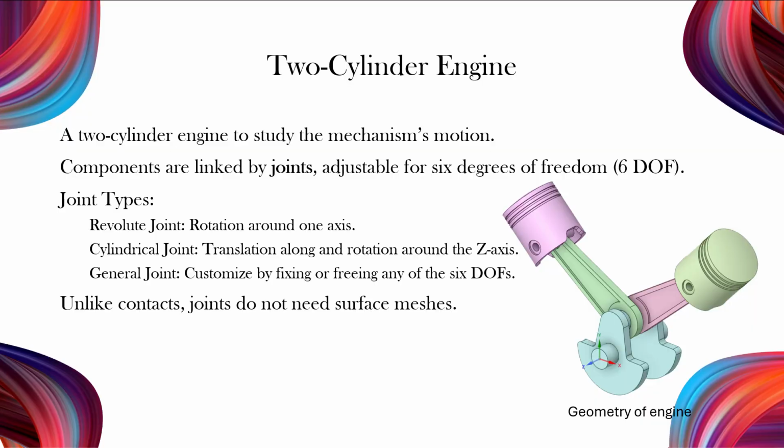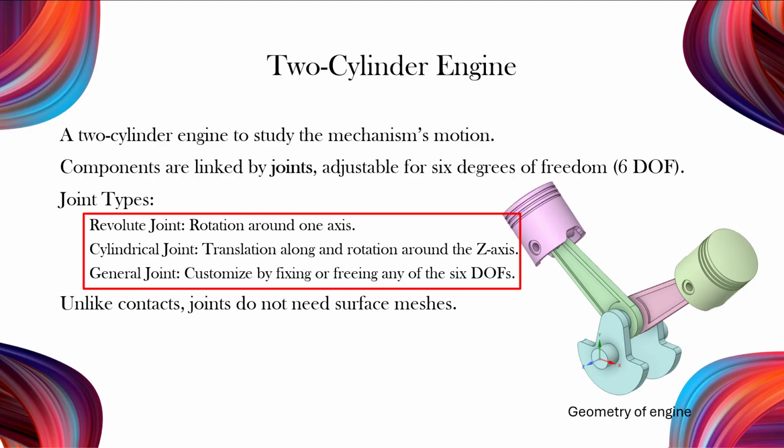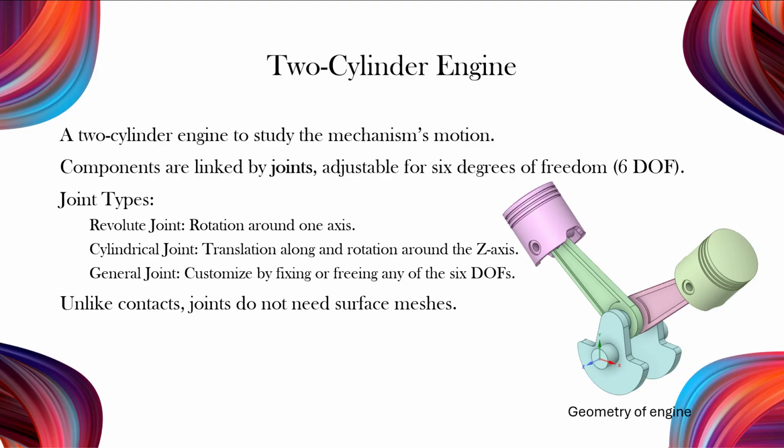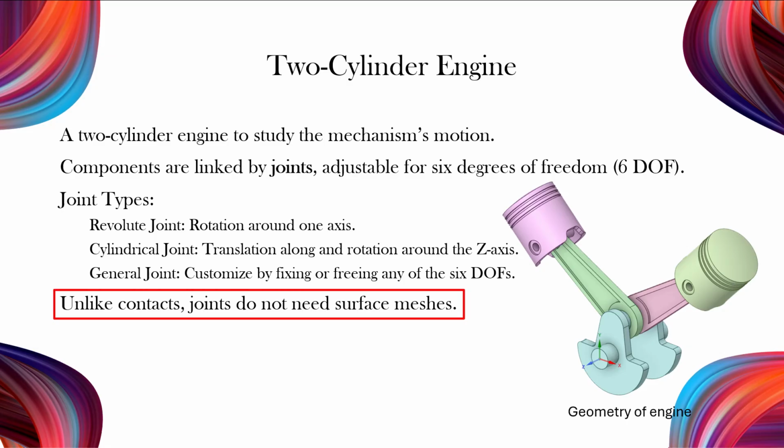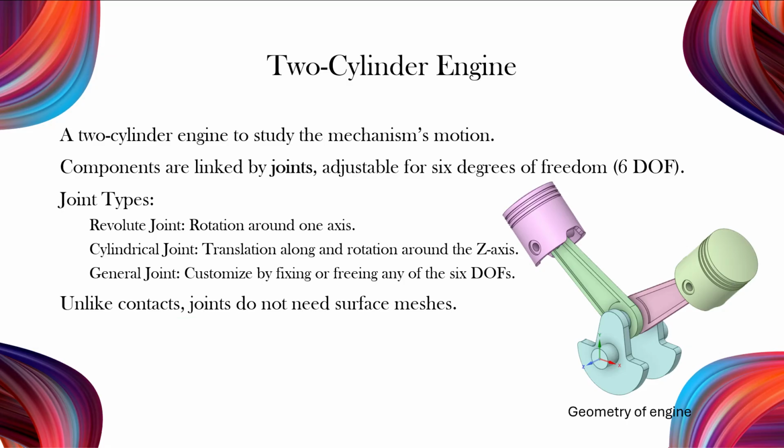Rigid dynamics are widely used across many industries, but in this tutorial, I'll demonstrate it using a two-cylinder engine to investigate the mechanism's motion. All components are connected through joints, which can be adjusted for any of the 6 degrees of freedom. A revolute joint allows rotation around a single axis, while a cylindrical joint allows translation along and rotation around the z-axis. We can also use a general joint to fix or free each of the 6 degrees of freedom as needed. Note that, unlike contact definitions, joints do not require any surface mesh.